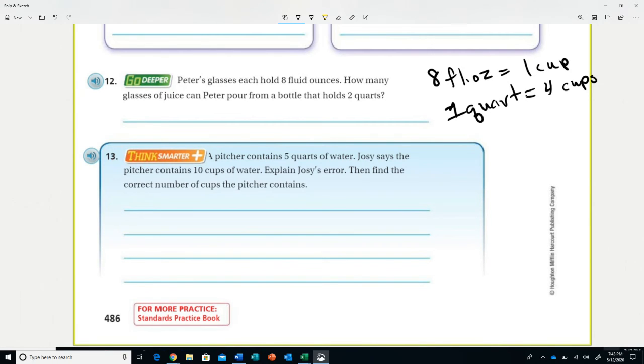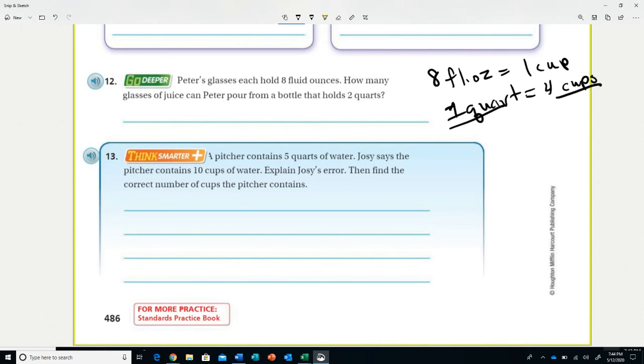So if 1 quart has 4 cups and Peter's glasses each hold 8 fluid ounces, the first quart would take 4 cups. How many glasses could he have? Well, he's already up to 4 with 1 quart. So if he went to 2 quarts, he would get this again. So 2 quarts would be 4 plus 4, and you guys can go on from there. Apparently, I gotta hurry up because my pen is about to die.